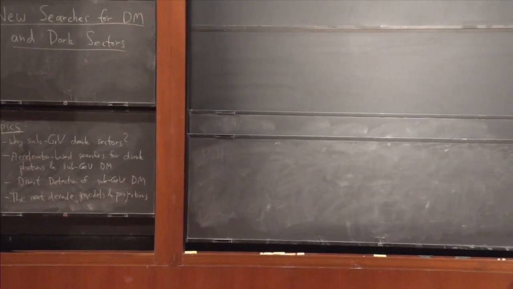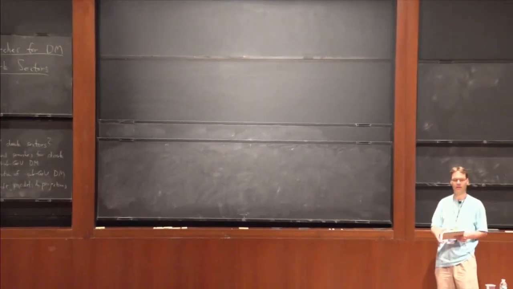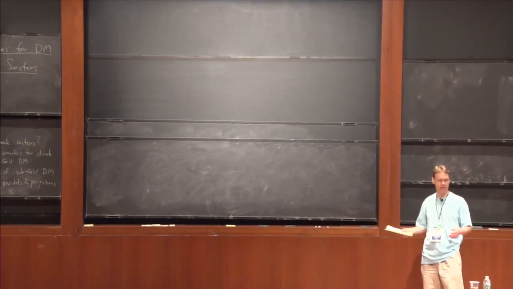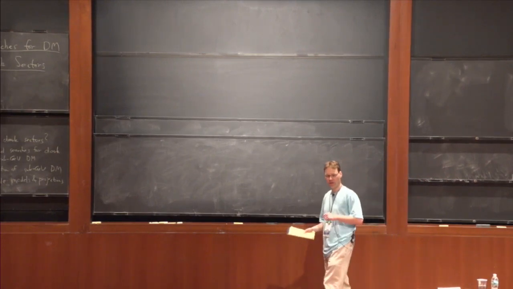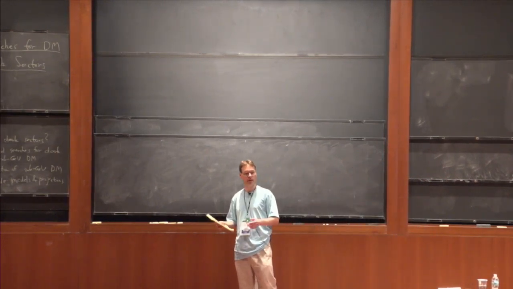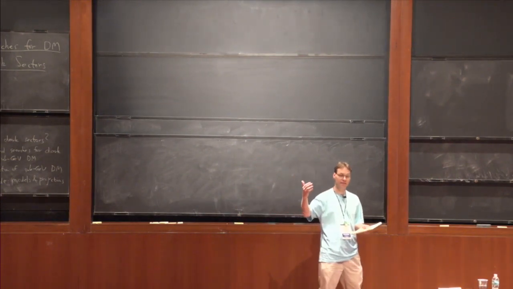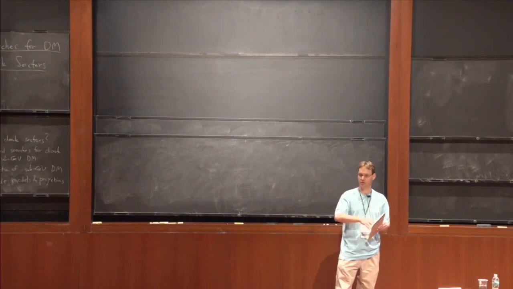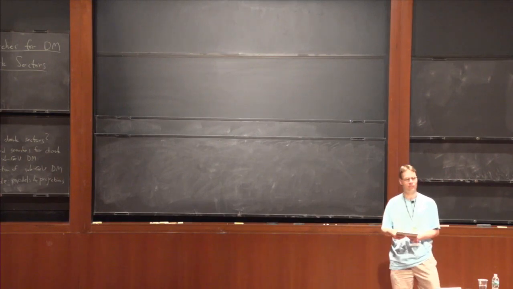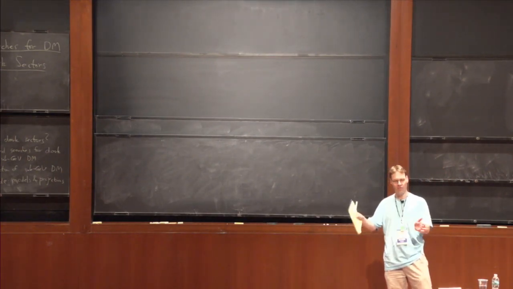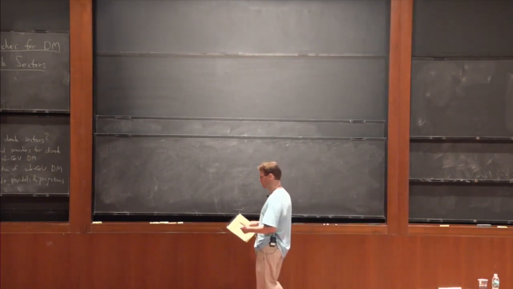A dark sector, which I'll define more precisely later, is basically a collection of particles that is neutral under the standard model forces. So it doesn't interact with any of the standard model forces. Instead, it interacts with some new forces. And to make it interesting, we often imagine that the sector does have some interaction with the standard model sector, so it's not completely decoupled. That is a possibility, but to make it more exciting, there are many reasons to think that it might actually be coupled to us. And then the question is, how do we look for that, and where should we look for that?